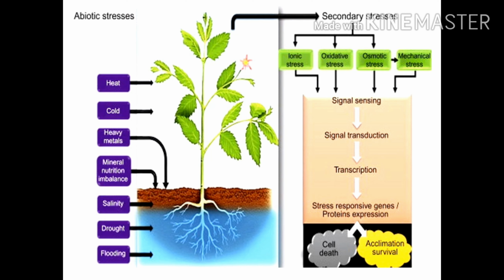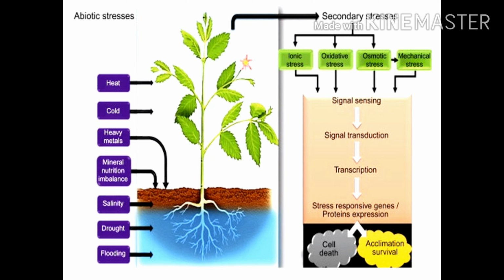If you look into the abiotic stresses in detail, the heat and cold stresses directly influence the top growth of the plant, that is stem and leaf, whereas heavy metals and mineral nutrition imbalance will have a direct effect on soil health. As well as salinity, drought and flooding will have a direct effect on the root system of the plant in the rhizosphere.